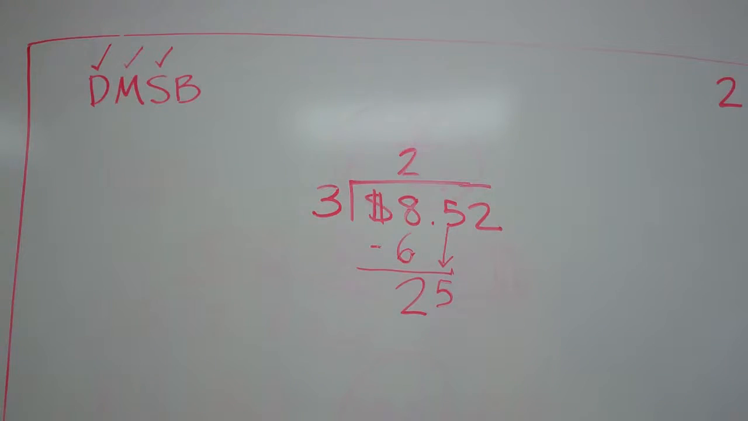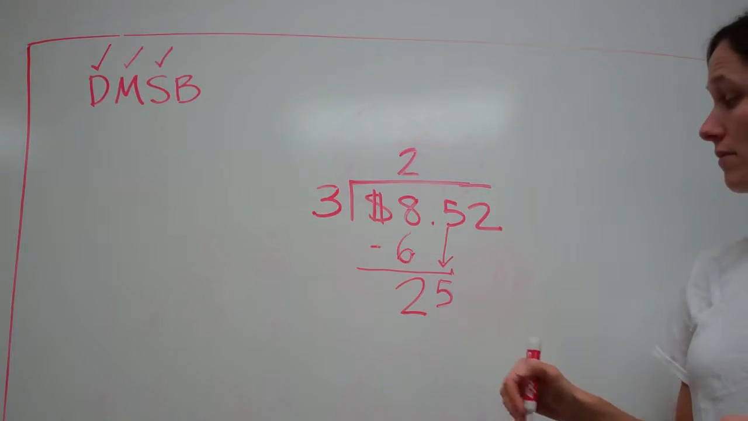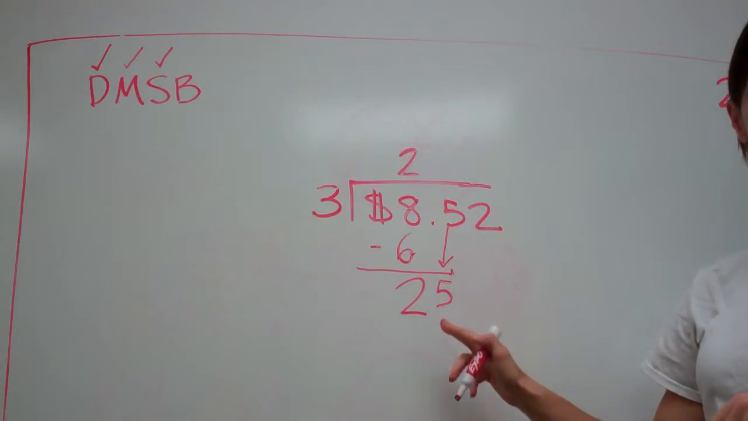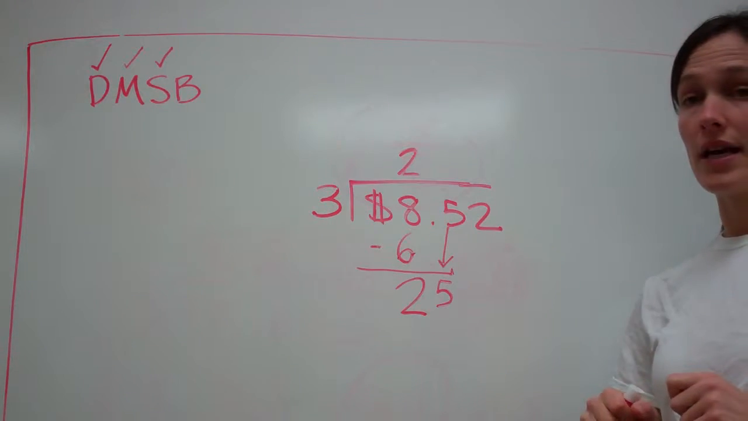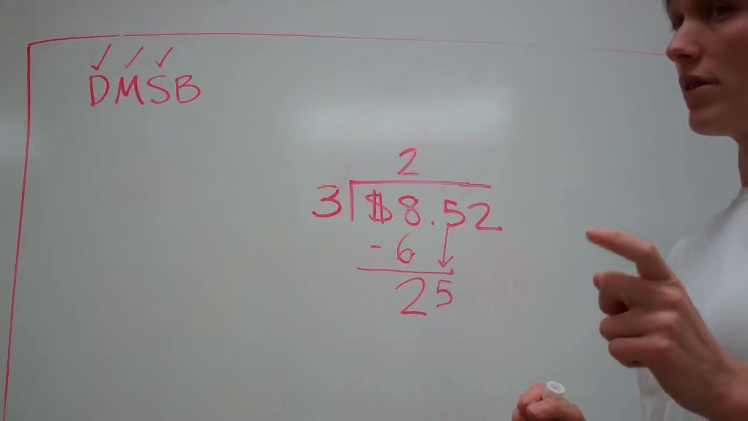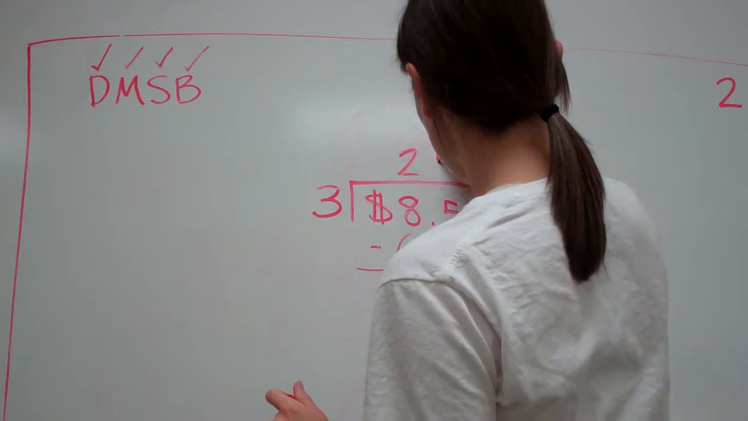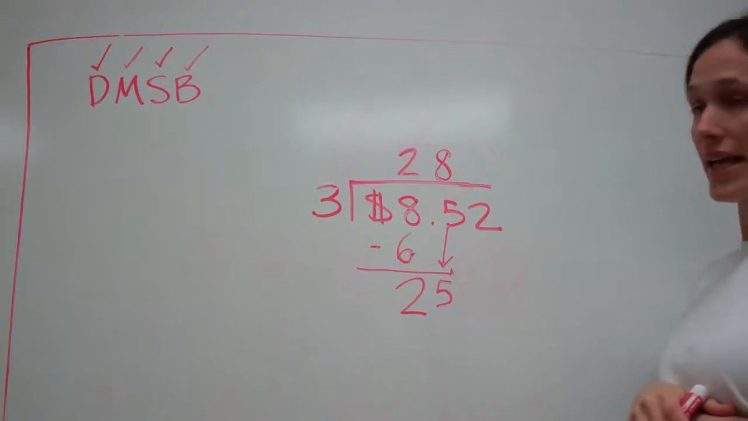Then you start all over. But instead of looking up here, you're going to look where you ended. How many times will 3 go into 25, without going over? 8. So we did 8, and 8 goes next to the 2 on top.